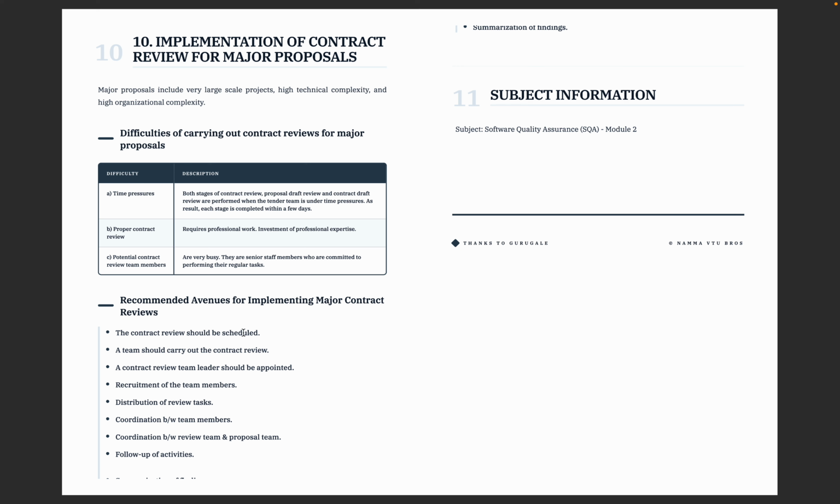This thing is happening with me now: we didn't do the project report, publication, research paper, and a number of things earlier. If we had done them earlier, it would have been easy, and time pressure would not have been there. So remember this: schedule reviews early, form a proper team, appoint a leader, divide the tasks, coordinate properly, and finally document findings. One golden exam line: proper planning makes even complex contract reviews effective.